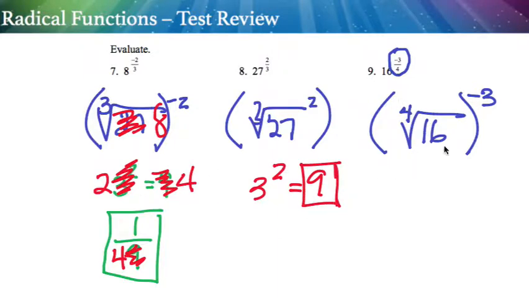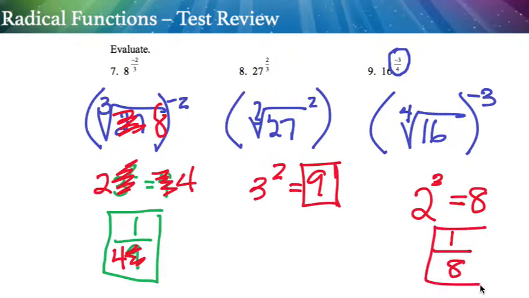And then the 4th root of 16 is 2, and 2 cubed is 8. Okay? But remember that I've got a negative, so I have to flip that 8 to the bottom. So now the answers are: the one I messed up on, the cube root of 8, which is 4; number 8 is 9; and number 9 is 1 over 8.